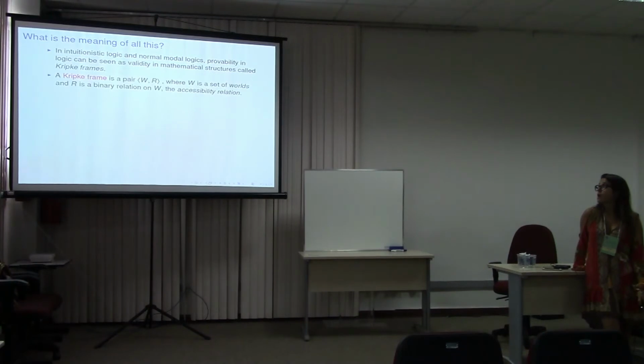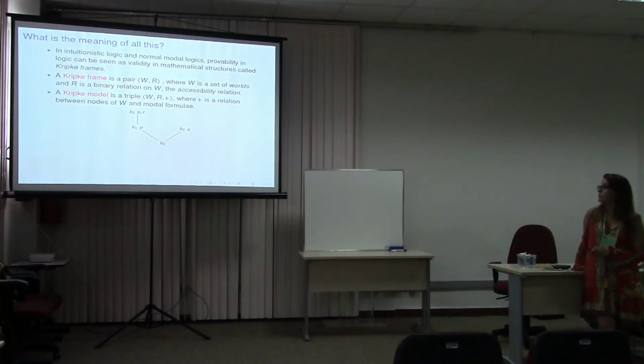Okay, a Kripke frame is really something too simple. So it's a pair. You have this set, which you're going to call the set of worlds, and this is a binary relation on worlds that we often call the accessibility relation. And then you have this symbol here that is a relation between nodes or worlds and formulas. Okay, so I put a simple example here.